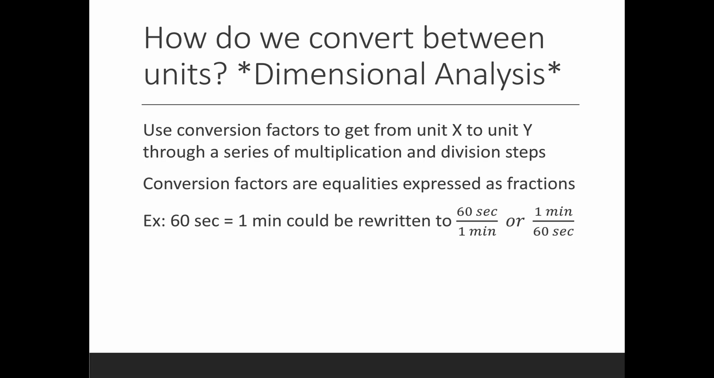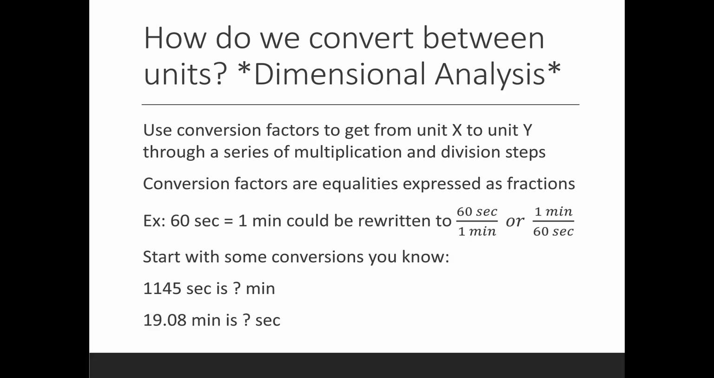Now, a conversion factor is an equality that is expressed as a fraction. So this is a ratio that we use to convert from one unit to the other. So for example, 60 seconds equals 1 minute. We could write that as 60 seconds over a minute, or we could write that as 1 minute over 60 seconds. These are ratios or equalities, which hopefully you've learned about in math already. This is just saying, hey, these two things are the same. They have different units, but they are the same amount of stuff.